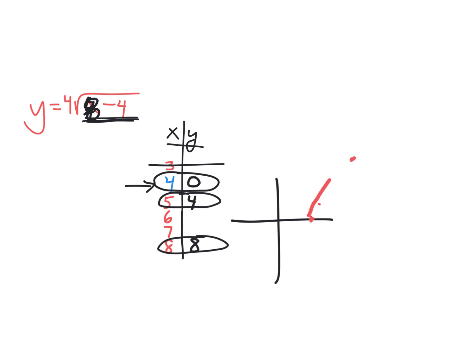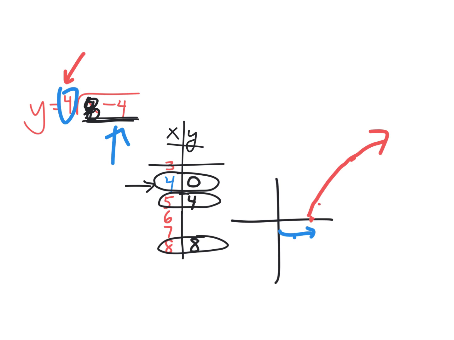This thing is almost going straight up. Well, it's because it's been stretched. Not only did it get moved over 4 to the right, which was this part, it also has been stretched heavily with that 4 in the front. Vertical stretch by a factor of 4.